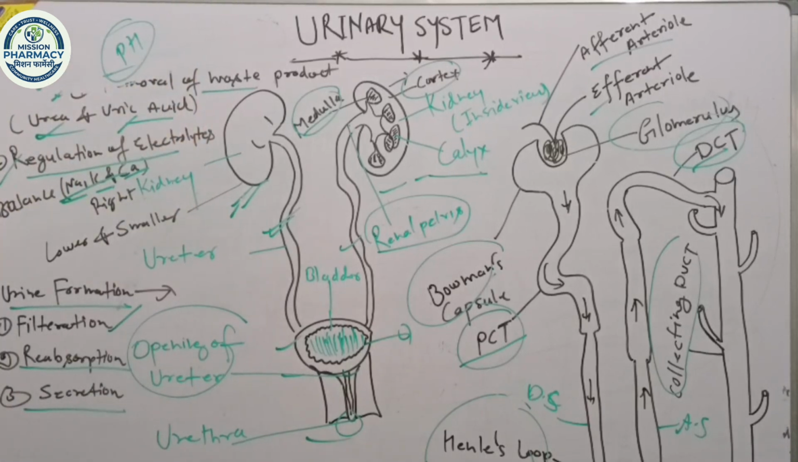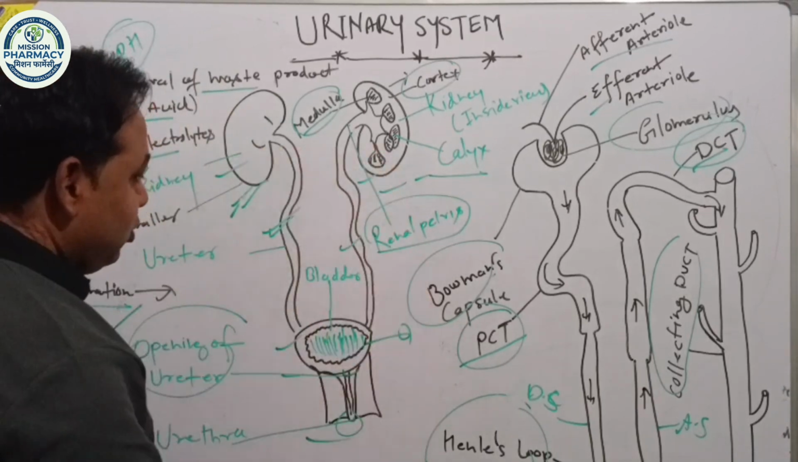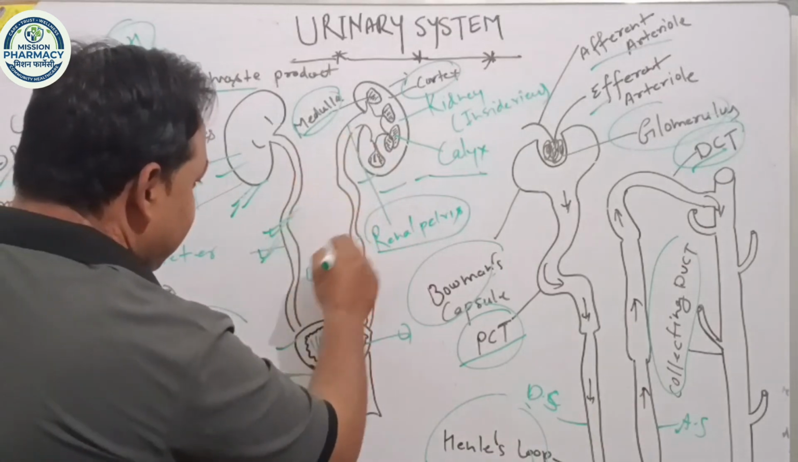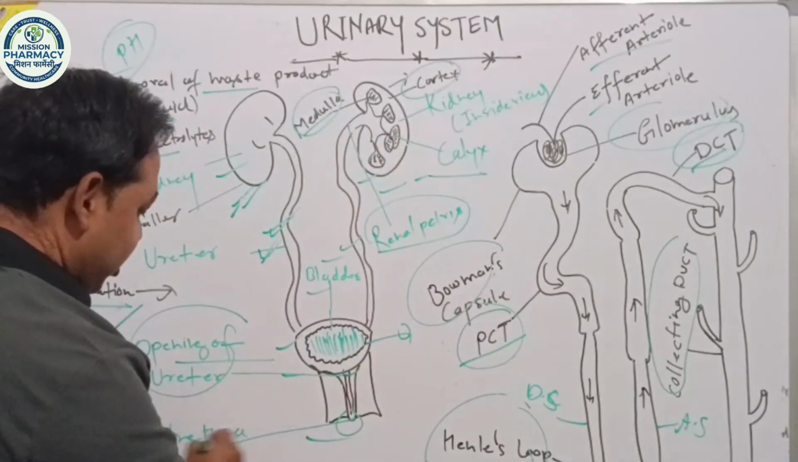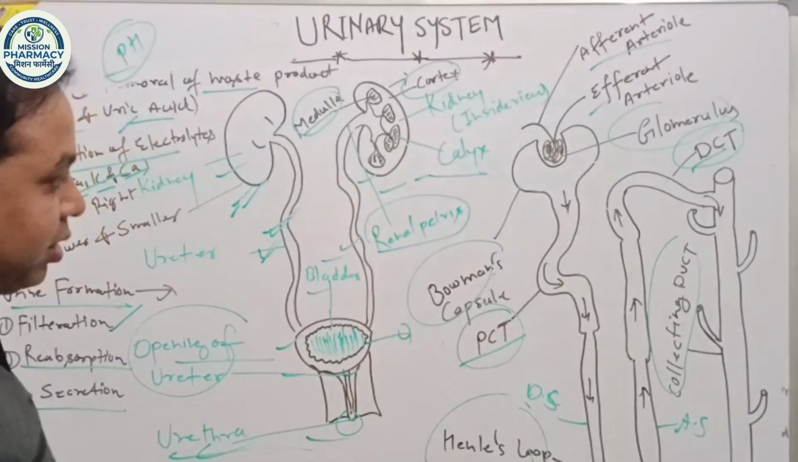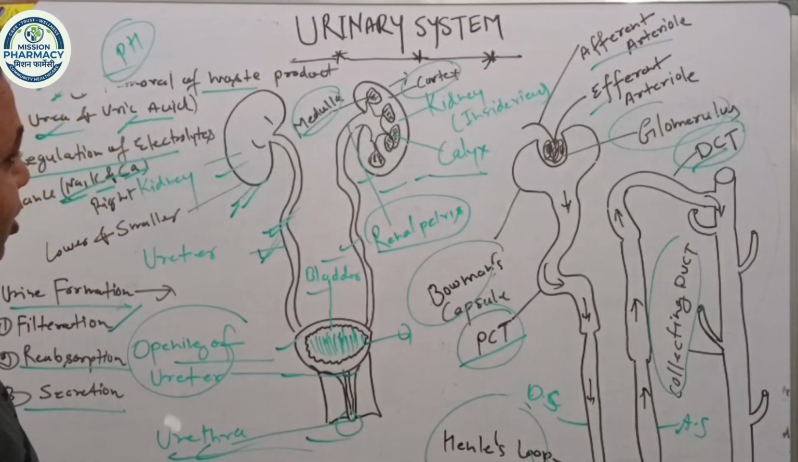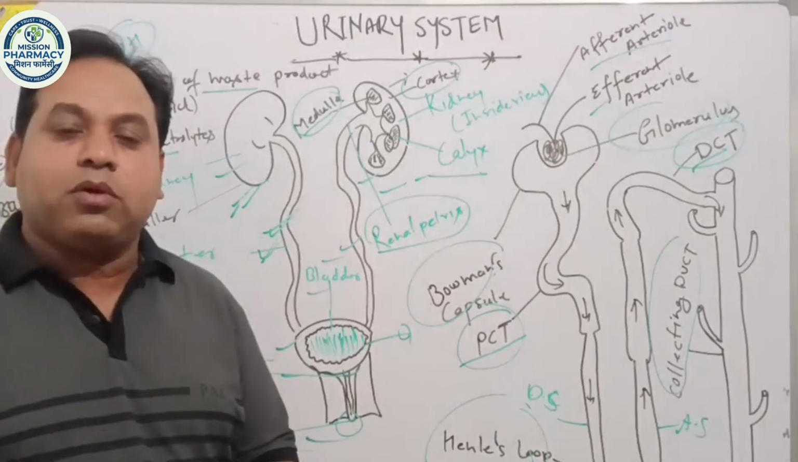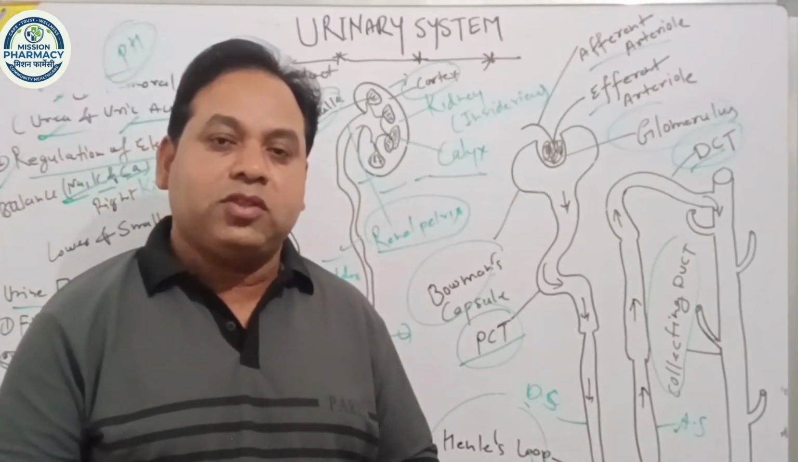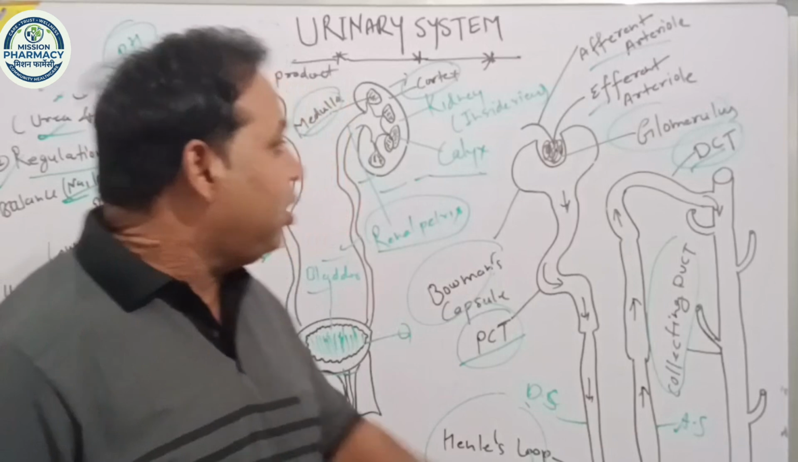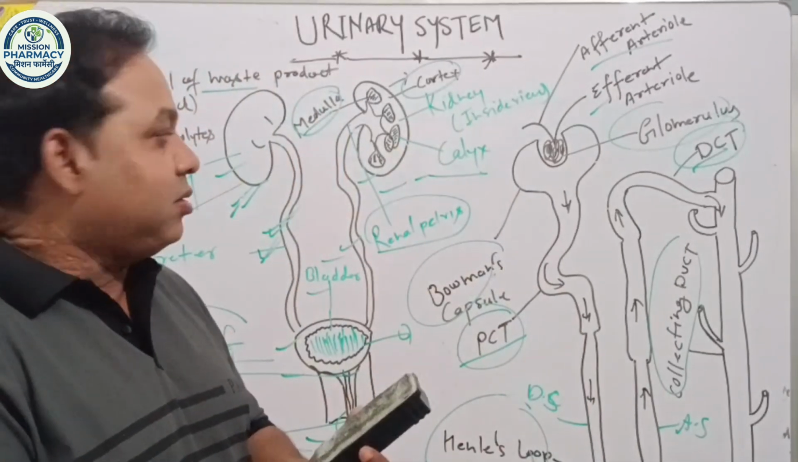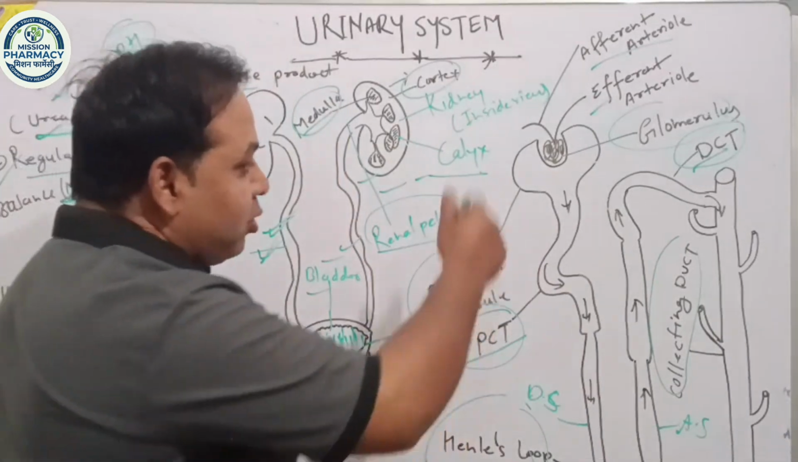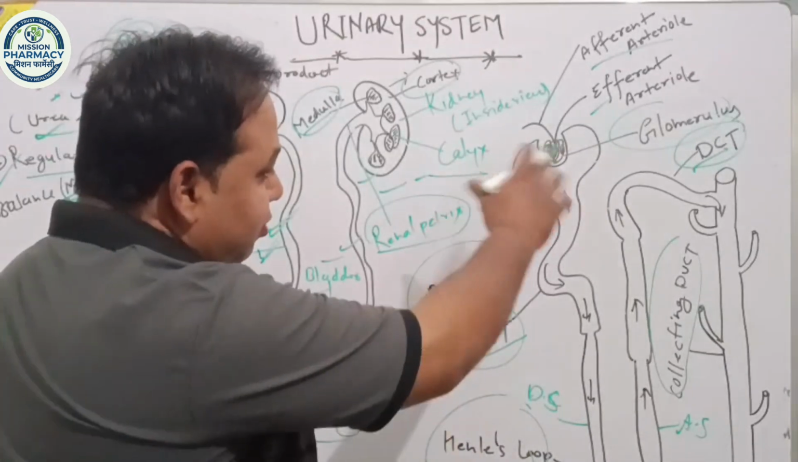If I discuss the parts of the urinary system, there are two kidneys, which I have already told you, two ureters, one urinary bladder, and the opening of the urethra. Dear students, the important part of your urinary system is the nephron. The nephron is the unit of your urinary system, so its numbers are numerous. Now the structure of one nephron.